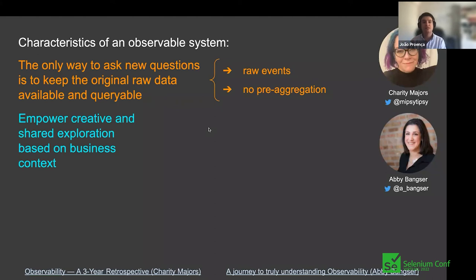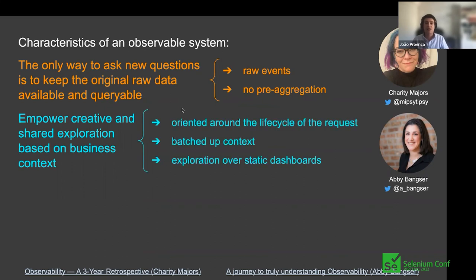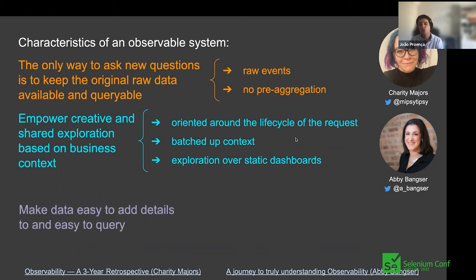The other key characteristic is empowering creative and shared exploration based on business context. In our case, the context is testing, and creative and shared exploration ties into having tools that allow you to explore the data in different ways, rather than static dashboards that tell you everything right off the bat, because that is basically impossible when you're practicing observability. There are also smaller things around this, like being oriented around the lifecycle of the request, which makes sense in our case as well, and batching up the context, like having access to the context of when things are happening.